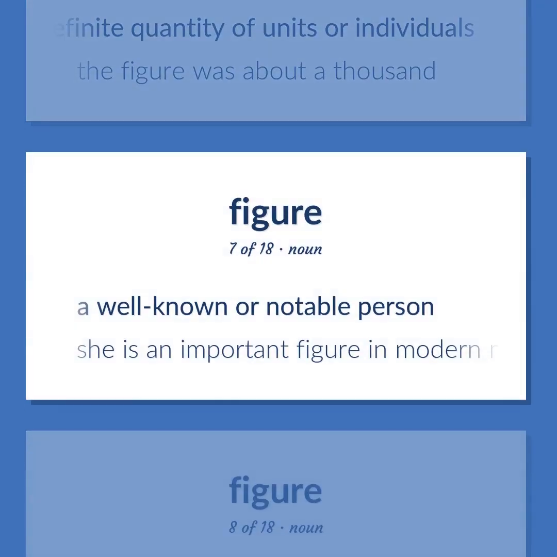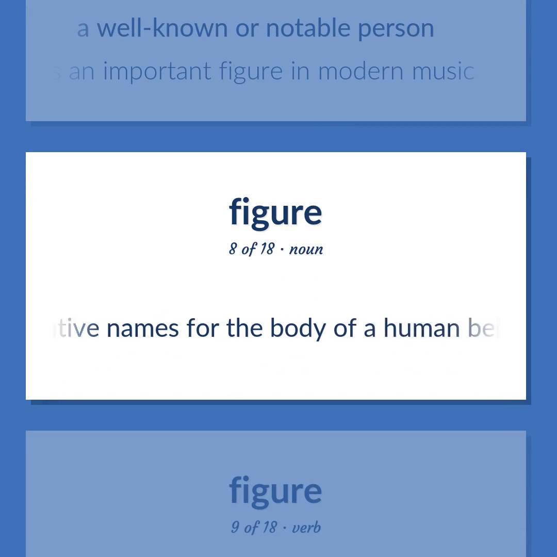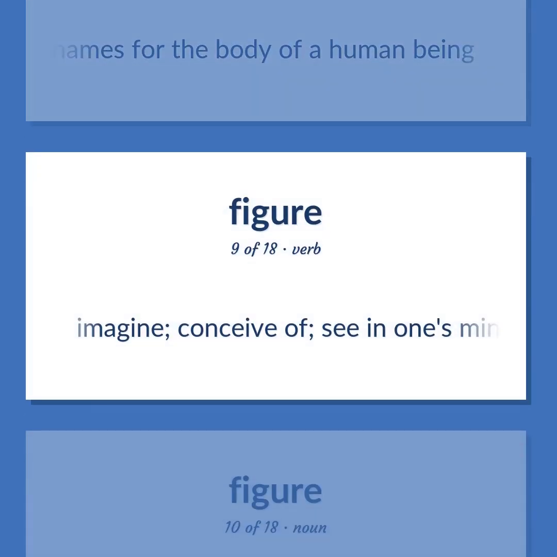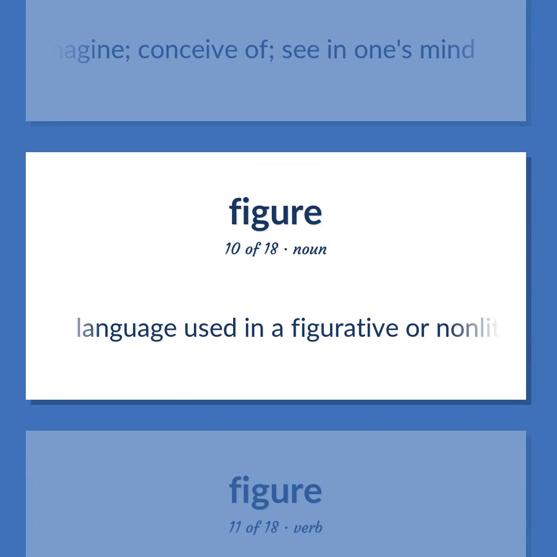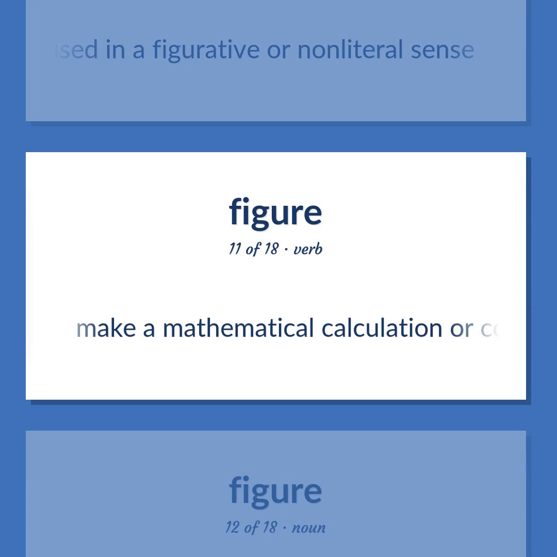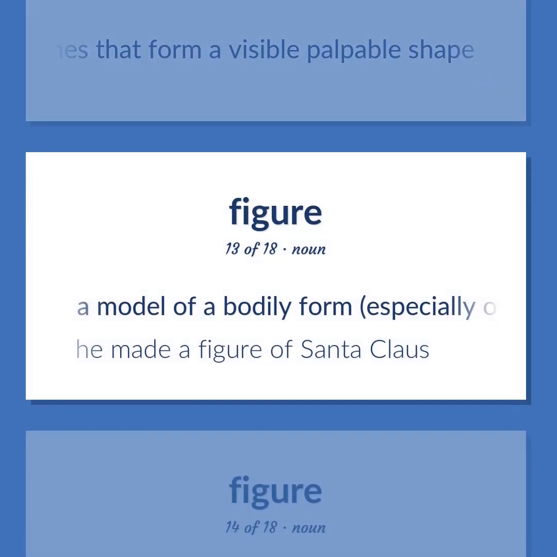A well-known or notable person. She is an important figure in modern music. Alternative names for the body of a human being. Imagine. Conceive of. See in one's mind. Language used in a figurative or non-literal sense. Make a mathematical calculation or computation. A combination of points and lines and planes that form a visible palpable shape. A model of a bodily form, especially of a person. He made a figure of Santa Claus.